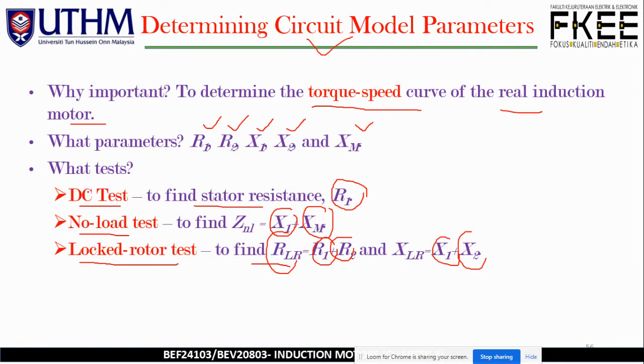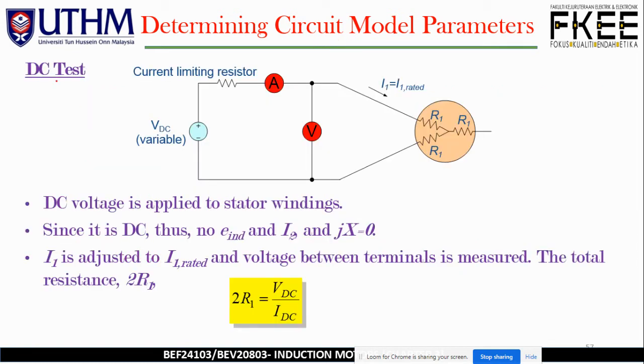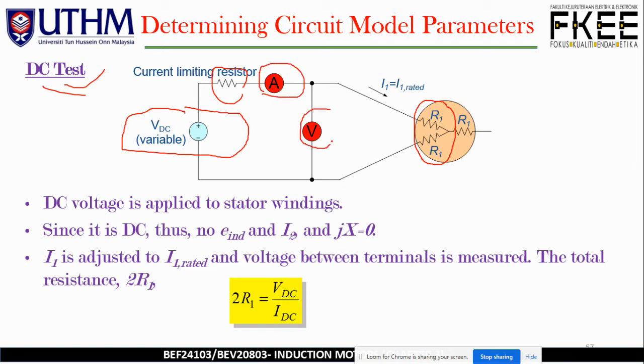So first, yes, this is the DC test. We will see in more detail how to perform the DC test. This is another diagram of the equivalent circuit. So there is a current limiting resistor over here, and we have VDC variable. We supply it directly to the terminals of the motor, for example terminal 1 and terminal 2. We pick the first two terminals, consisting of R1 and R1. So this is a balanced system. We have our ammeter connected in series and the voltmeter connected in parallel.